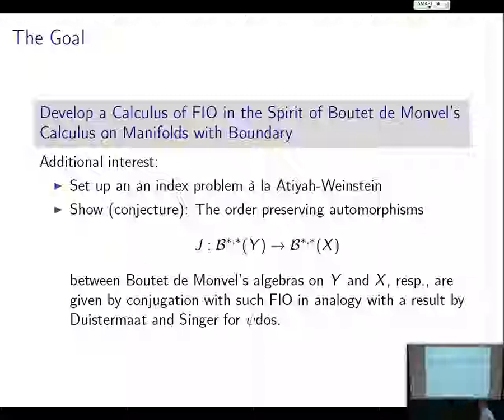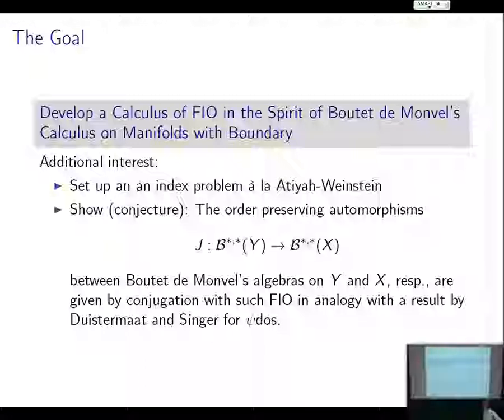I'll say something about this in a few minutes. There's additional interest, and actually it came before from this, because there was the Atiyah-Weinstein index theorem for closed manifolds, and at one point it was actually Eric Leichtnam who asked me, couldn't you do this for boundary value problems? That was a long time ago, and it turned out it required a lot of machinery, and eventually this is what I'm going to speak about today.